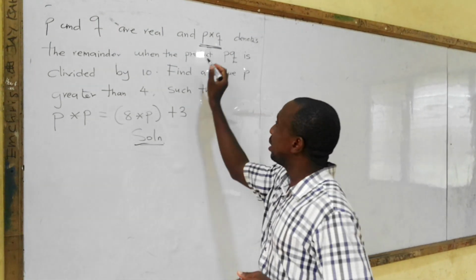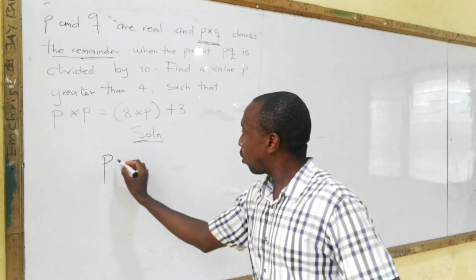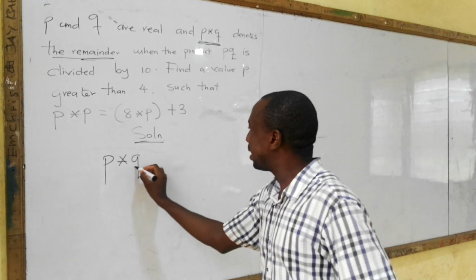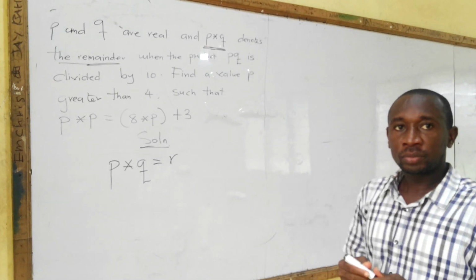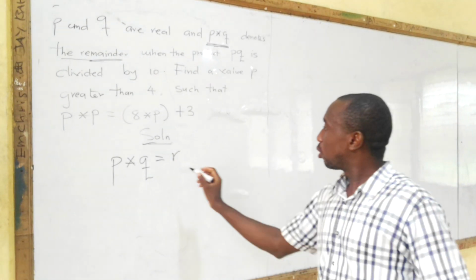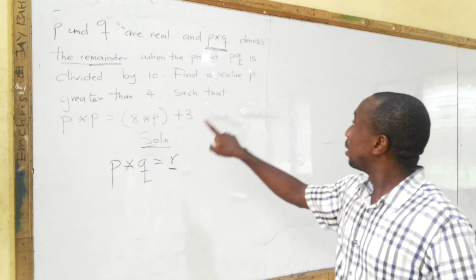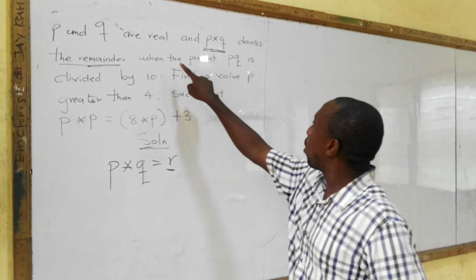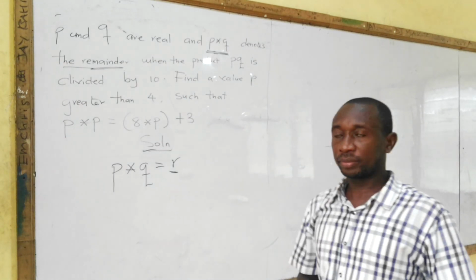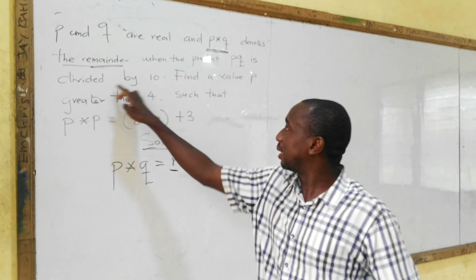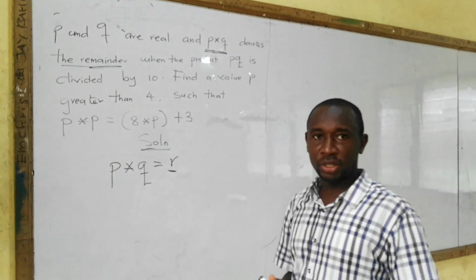P operated on Q denotes the remainder. So in other words, when P is operated on Q, it denotes the remainder. What is the remainder? The remainder is R. So the next thing to do is to find what this remainder represents. This remainder is when the product PQ is divided by 10. So anytime I divide PQ by 10, I get this remainder, and this remainder represents P operated on Q.